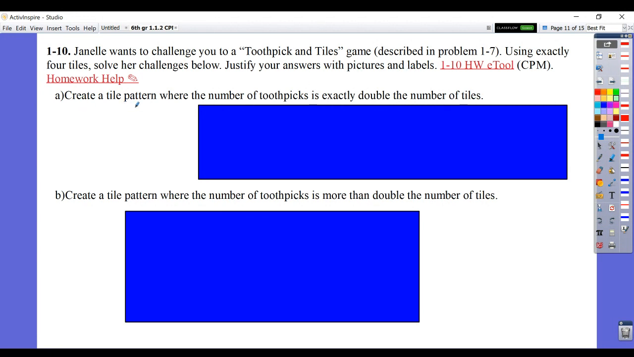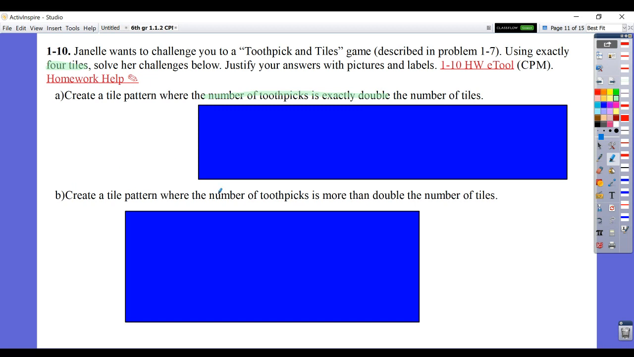So they want you to create a tile pattern where the number of toothpicks is exactly double the number of tiles. Now you're told that you're supposed to use 4 tiles, and the number of toothpicks needs to be double that. So in other words, the number of tiles is going to be 4. The number of toothpicks will be double that, or 8. So you need to draw a picture, draw a tile pattern where it's 4 tiles, and you can put them in any arrangement as long as full sides are touching full sides and so forth, and that the perimeter or the number of toothpicks would be 8.